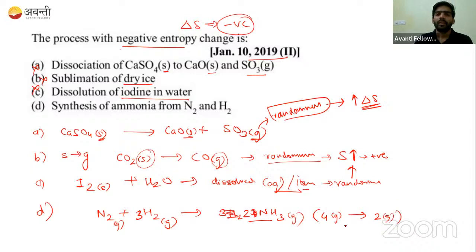That means the quantity of gaseous moles is decreasing. If the gaseous molecules are decreasing, randomness is decreasing. If randomness is decreasing, then entropy will also decrease. That means it is becoming negative. Okay, so our correct option is option D.